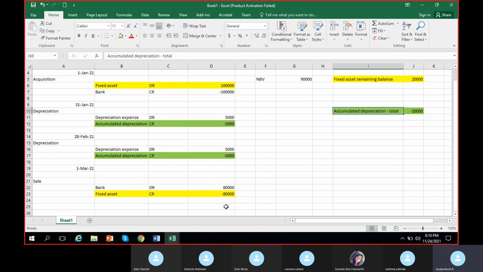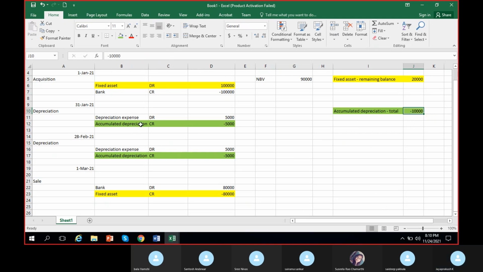So in the balance sheet, whatever is remained, I'm showing you. Okay. Fixed asset account is debited with 1 lakh and credited with 80,000. So there is a remaining balance of 20,000 on the fixed asset. Okay, fixed asset remaining balance I have here as 20,000. Coming to accumulated depreciation, I have 5,000 and 5,000 negative balances in the balance sheet. So that is accounted as totally 10,000 minus 10,000 or credit balance of 10,000.